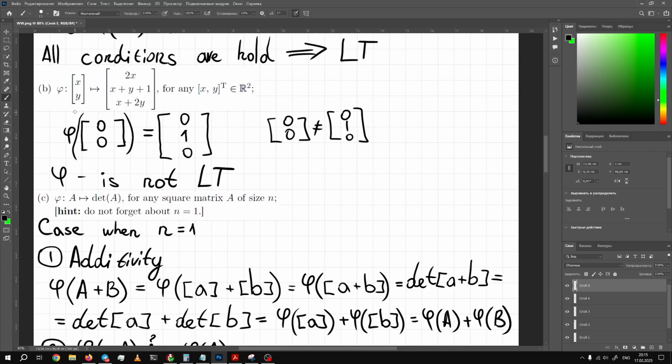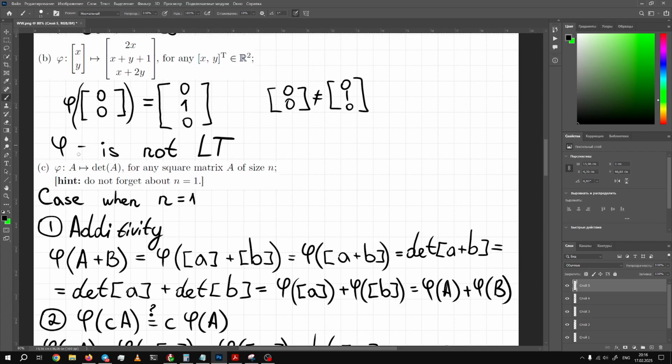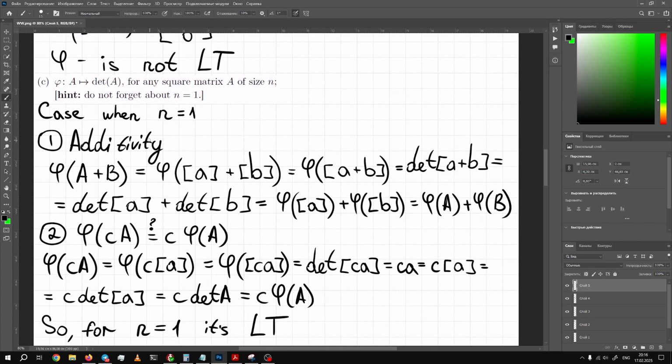So number B. Look here, if we substitute the zero vector, we will get an equation where these two matrices are not the same. So phi is not a linear transformation. I think it's really easy.